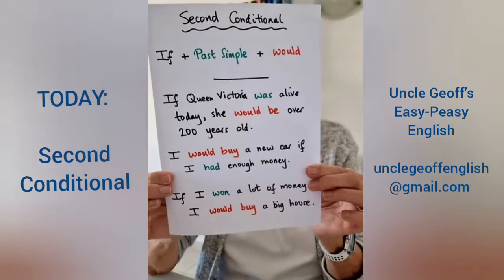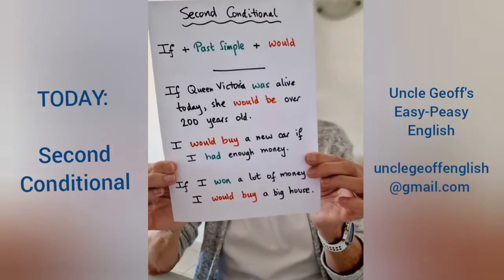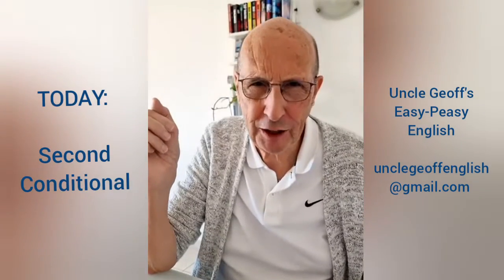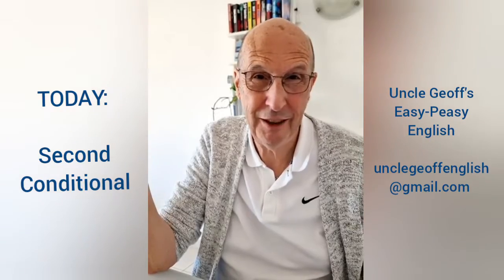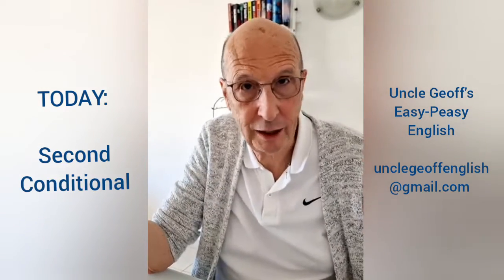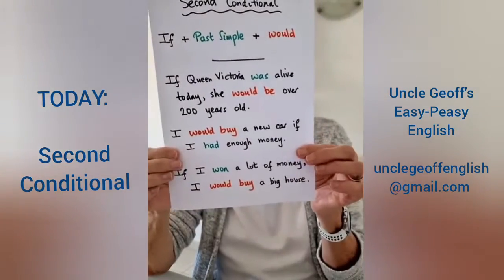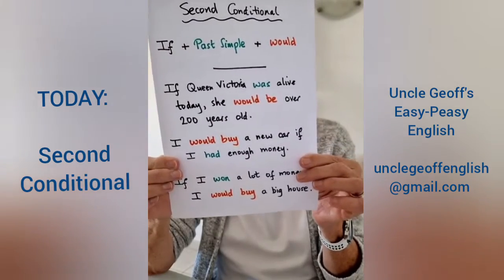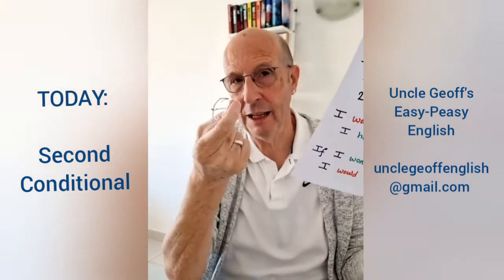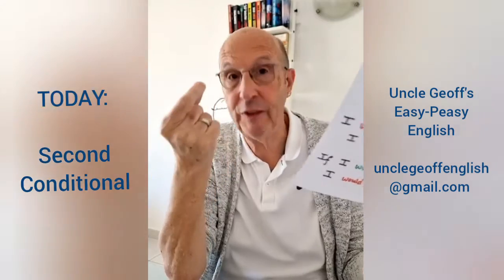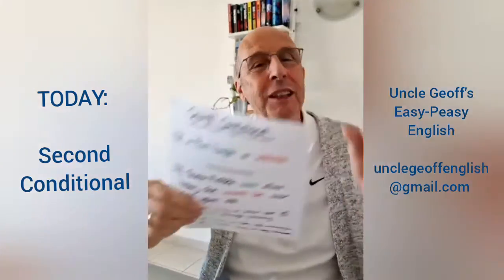So have a look again. I would buy a new car if I had enough money. Have I got enough money? No. So I can't buy a new car. I would buy a new car. I'd buy a new car if I had enough money. Try it. I'd buy a new car if I had enough money. The important thing is the rhythm, the intonation.